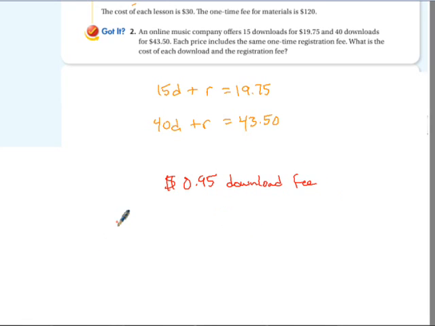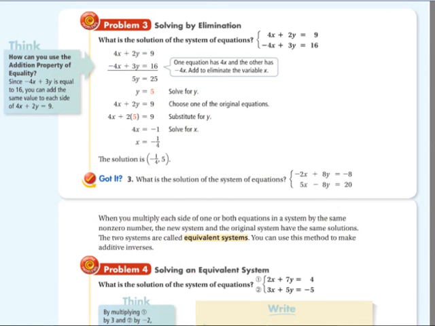And the registration fee was $5.50. That's it. Okay? If you didn't get that, try the problem again. If you still don't get it, make note of that, and we'll go over that one in class. Let's take a look at the next page.